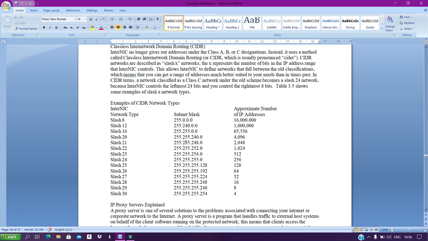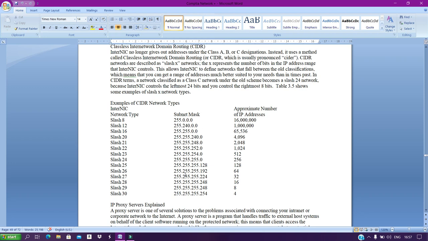/20, 255.255.240.0, 4096. /21, 255.255.248.0, 2048. /22, 255.255.252.0, 1024. /23, 255.255.254.0, 512. /24, 255.255.255.0, 256. /25, 255.255.255.128, 128.